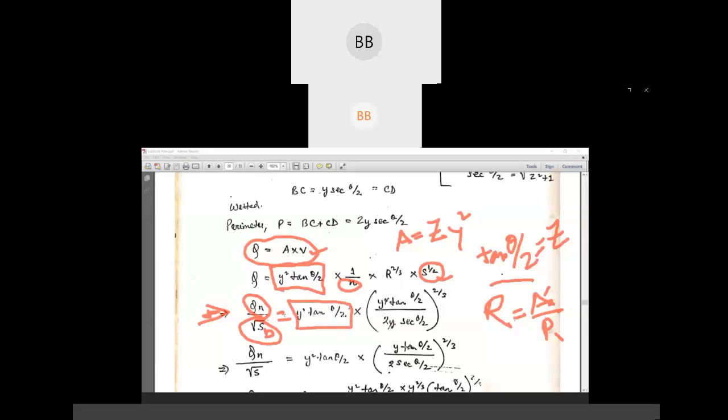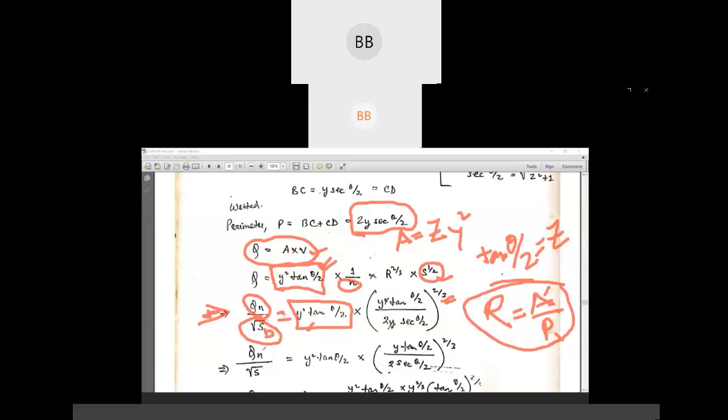Area multiplied by, in place of r, we substitute A by P, area by wetted perimeter. Area is nothing but y square tan theta by 2, divided by the wetted perimeter. We have already found the expression, that is twice y sec theta by 2. So y square tan theta by 2 divided by twice y sec theta by 2, all to the power 2 by 3. So y square is in the numerator, and in the denominator we have y, so one y will be cancelled out.